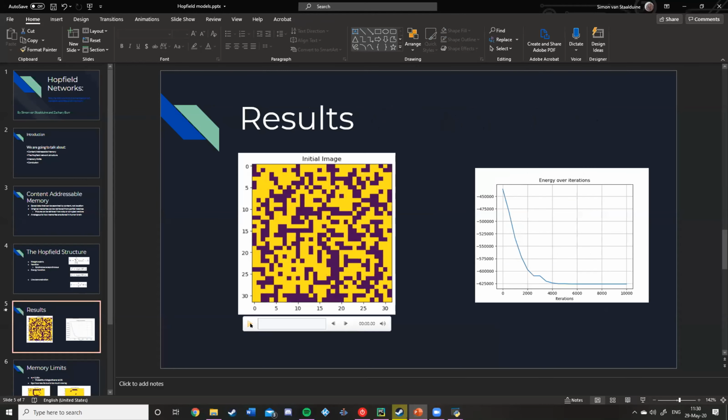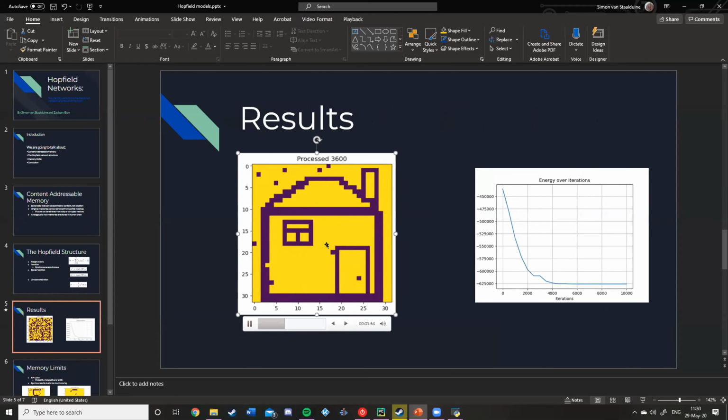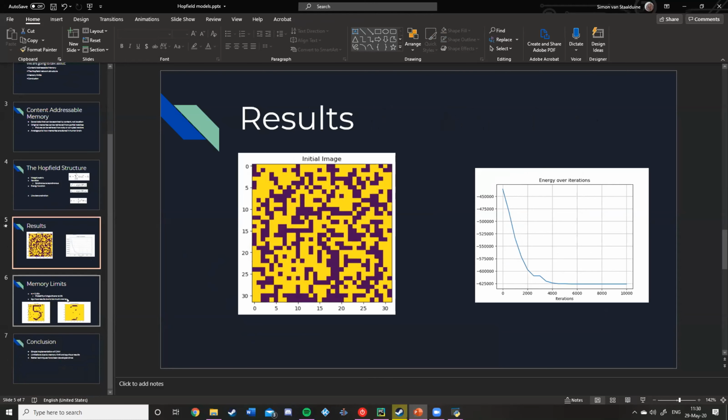And here is a nice result for the asynchronous way in which the network tries to reduce its energy. We start with a noisy image, and then slowly we get our image of a house back. And now Zach is going to talk about the memory limits.